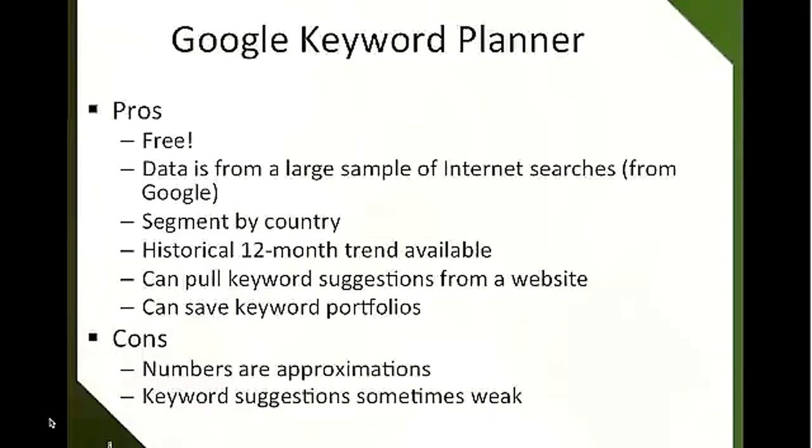Direct from Google. It's free. You don't have to have a paid account where you're advertising with Google. You just have to sign up with Google AdWords. You don't have to spend a dime with them. Just having a Google AdWords account will get you into this tool. You can segment by country. You can segment date range and so forth. You can see historical 12-month trends. There's a lot of really cool stuff that you can do inside of the Google Keyword Planner.